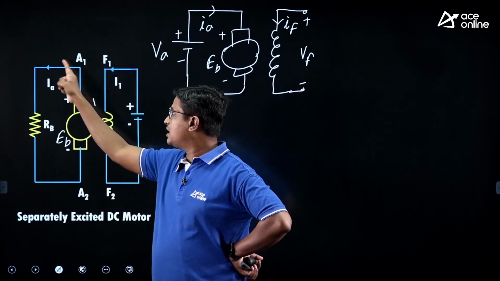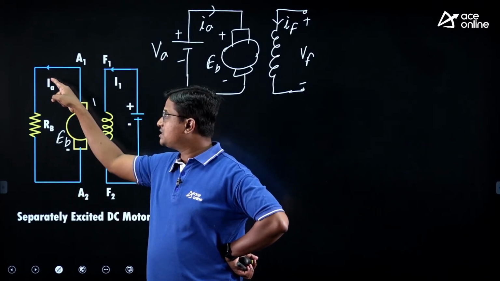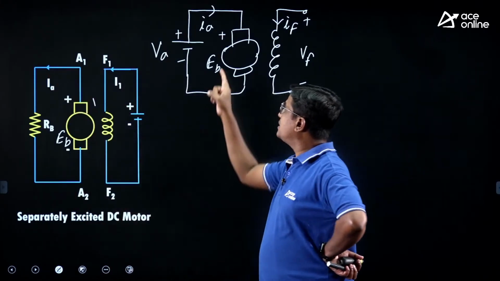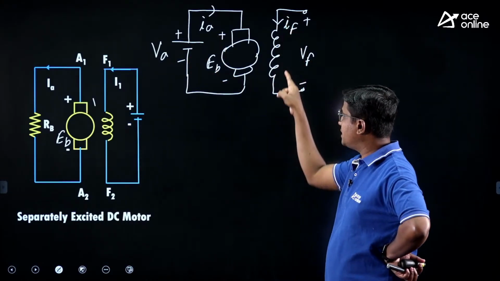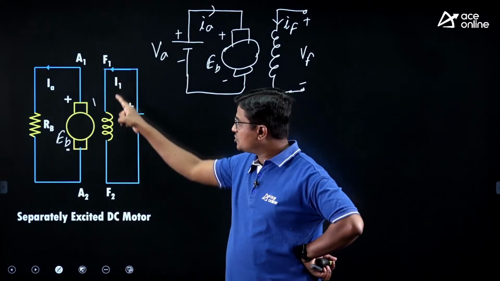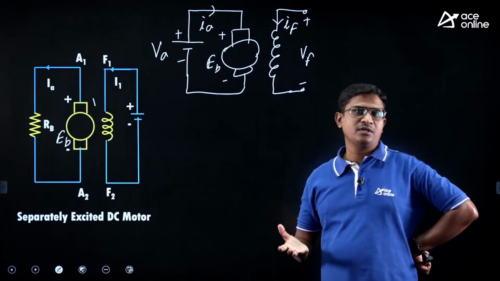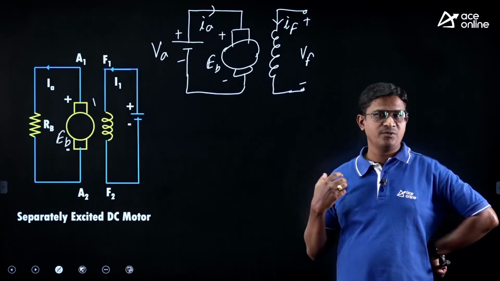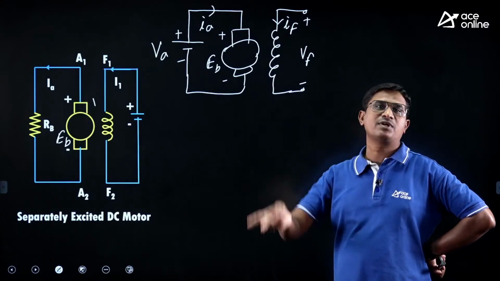Now tell me, the armature current direction in this case is anti-clockwise. Here the armature current direction is clockwise. The field current direction in this case is also downward, right? So if my field current direction is the same, my flux direction will be the same. So the flux direction is the same but the armature current direction is reversed.